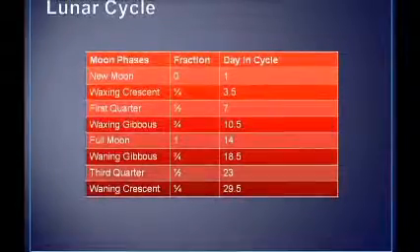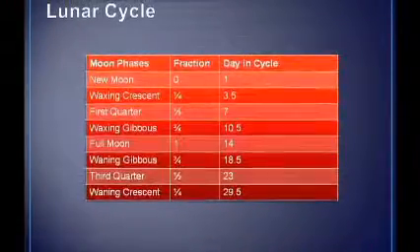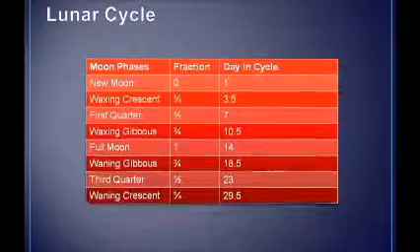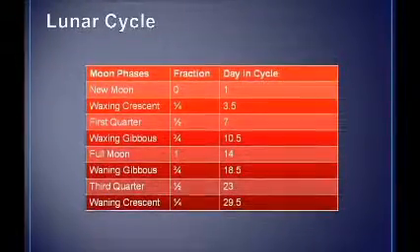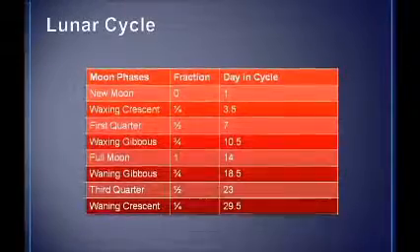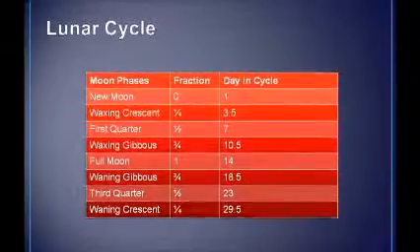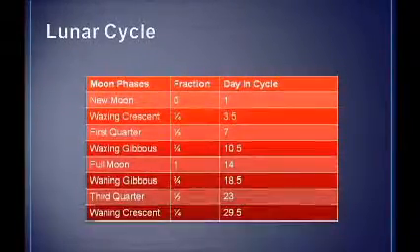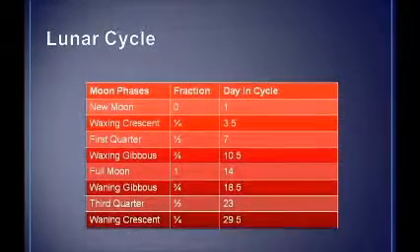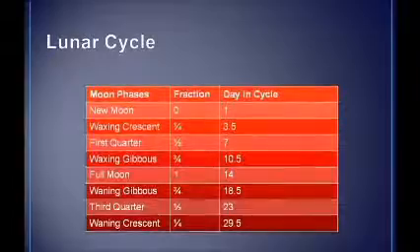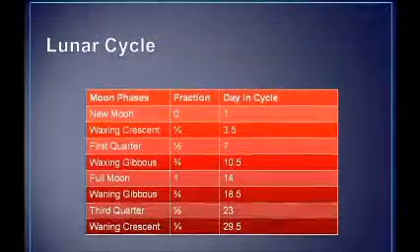This table shows the lunar cycle. It goes from the new moon at the first day of the cycle to the waning crescent at the last day of the cycle, which is around the 29th day. It just shows like the amount each part of the moon has at that day and the day in the cycle that it's at.